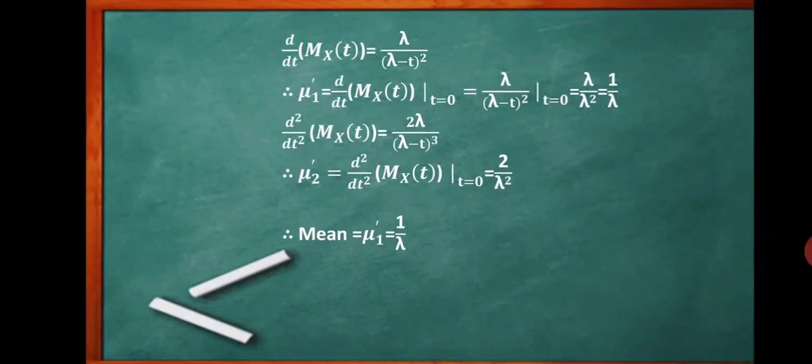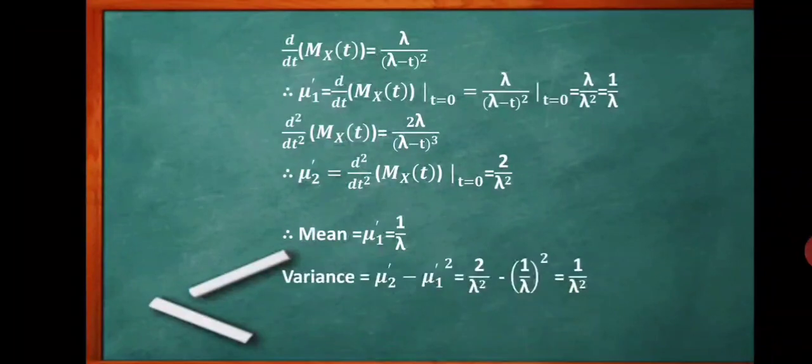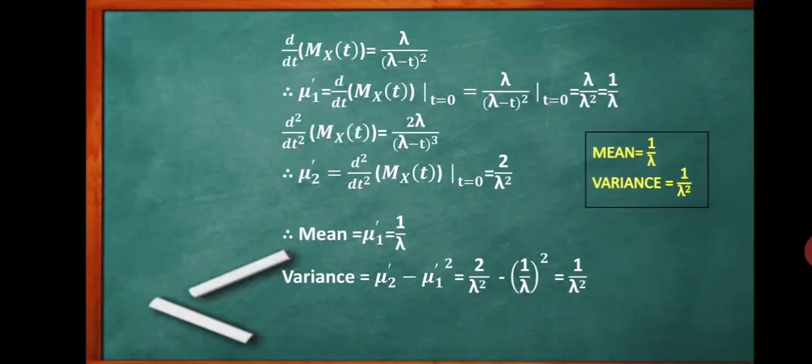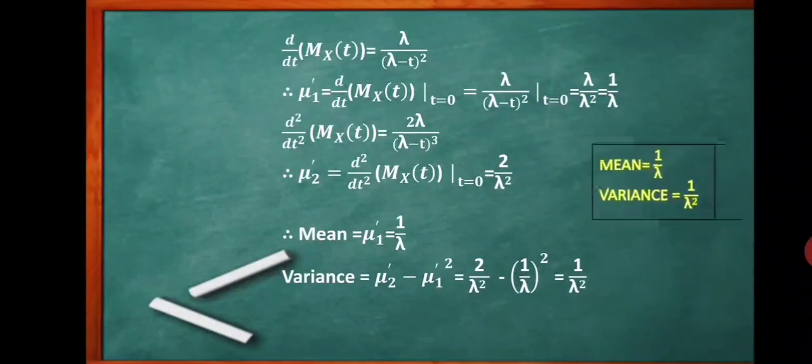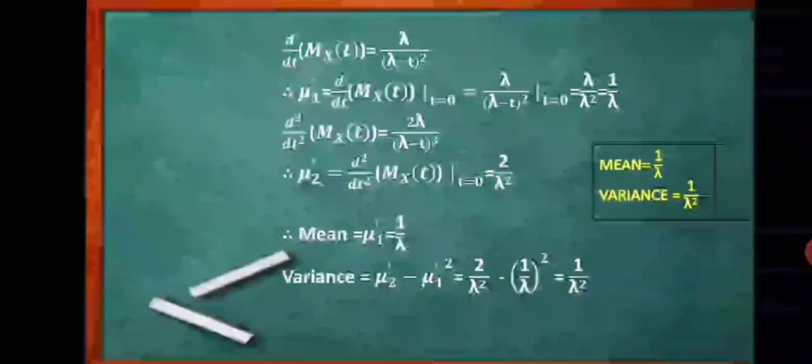Now we see how to find this variance. Variance formula is mu 2 dash minus mu 1 dash whole square. We got the values already, just substitute, that is equal to 2 by lambda square minus 1 by lambda whole square. If you simplify this, this is equal to 1 by lambda square. Therefore mean is 1 by lambda, variance is 1 by lambda square.